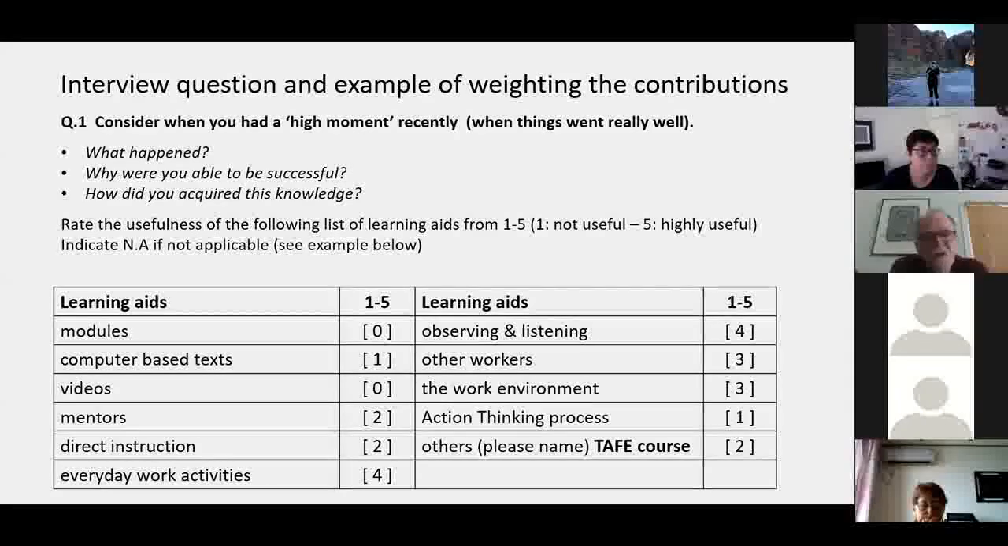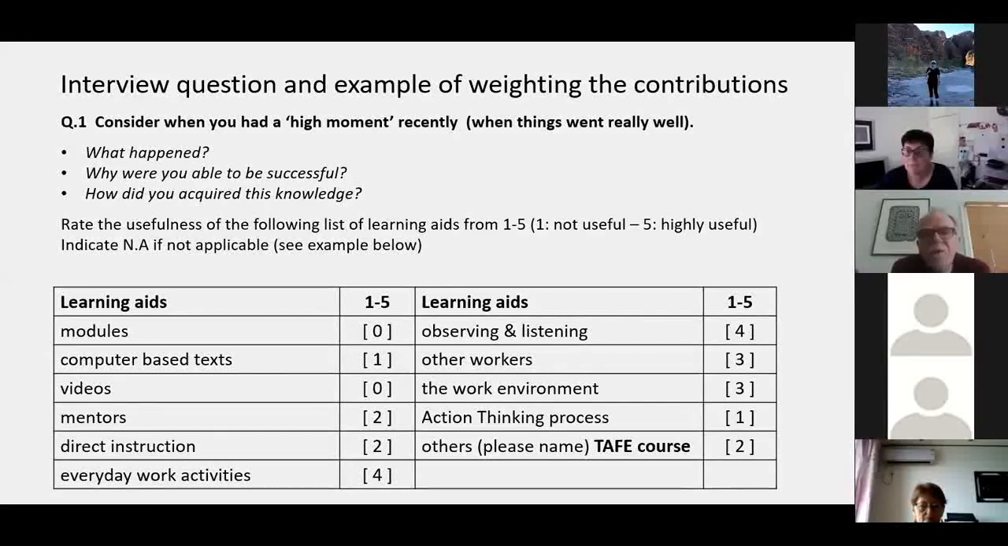Now, these choices came from 2 sources. Firstly, early research, such as observing and listening to other workers, everyday activities, the work environment. But also in this particular study, this was taking place in a large secondary process plant where they'd spent a lot of money on developing modules, computer-based text, videos, and put in place mentors, and then sent the entire workforce off to an action thinking process 2-day workshop. And they were very keen to know about the outcomes of all of this.